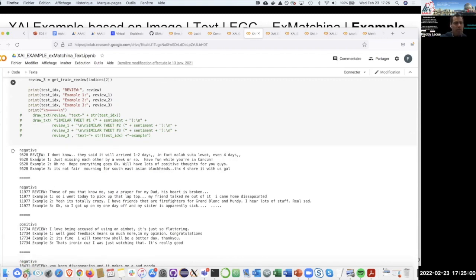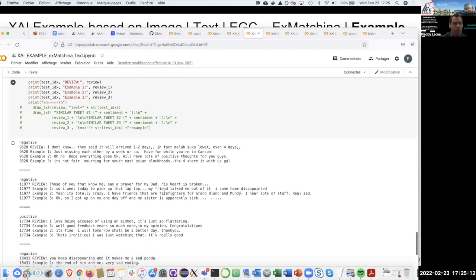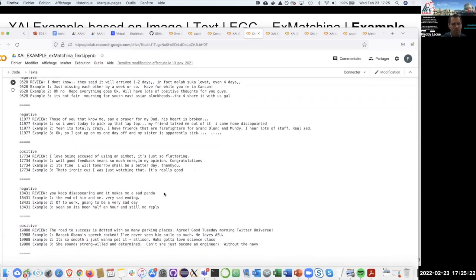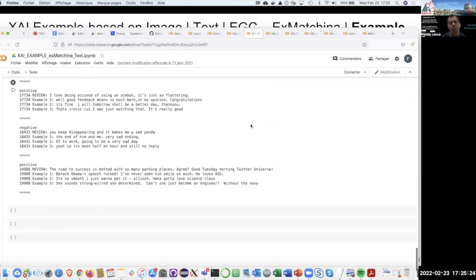Okay, and then here is the example. It's text based. You can see there's a review, and then you want to find similar examples, and similar examples are based on the neural network. I'll let you read it and judge. Again, the architecture is not so huge and the data is not so big, so it's interesting to see what you get. But that gives you a sense of what it is.